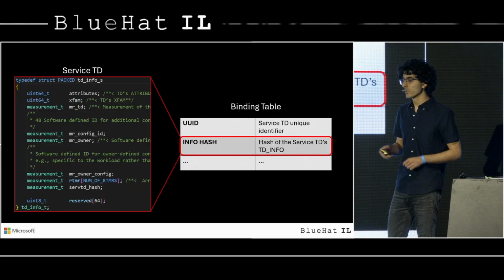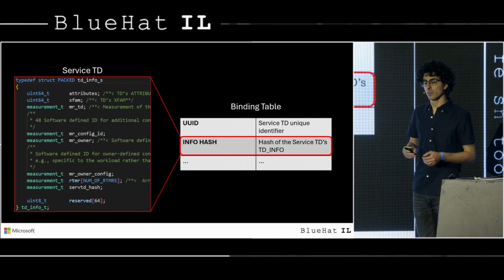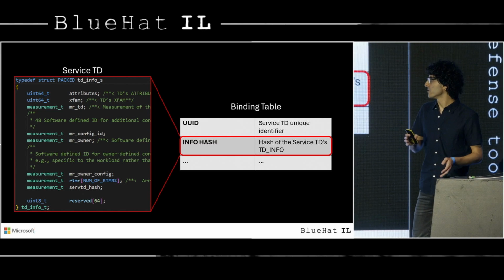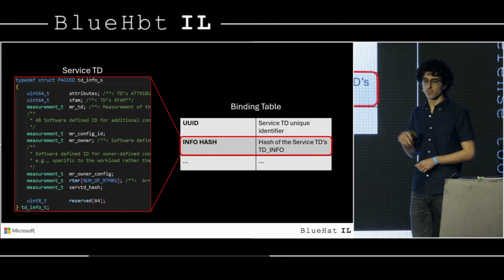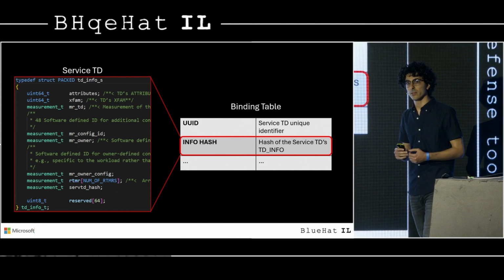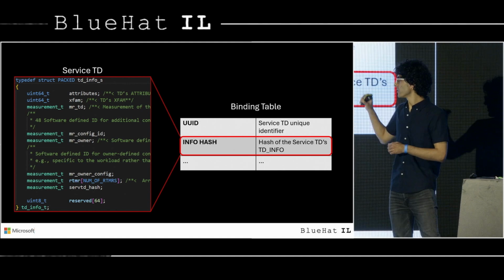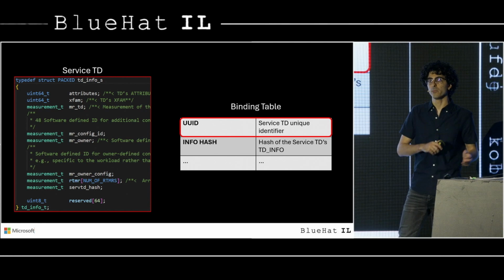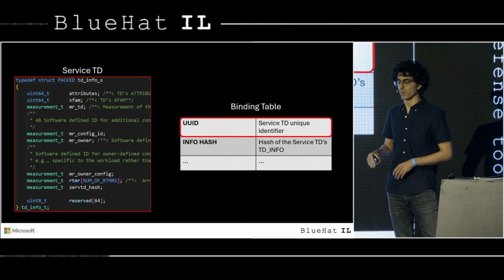Just to reiterate, in the normal flow, the module relies on the service TD's TD infrastructure hash being the same as the info hash in the binding table. But if that breaks, the host has the possibility to tell the TDX module: look, I know the hashes don't match, but if you check that UUID value instead, you'll see that it's actually the same instance of the service TD, so it's fine, just fix the hash, don't worry about it.